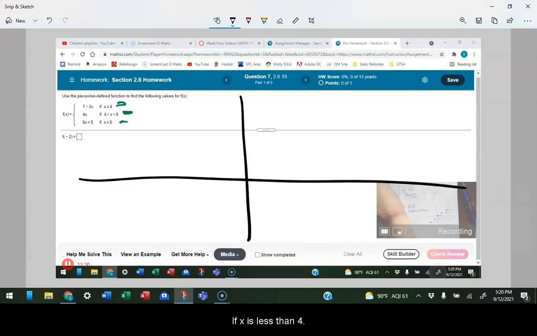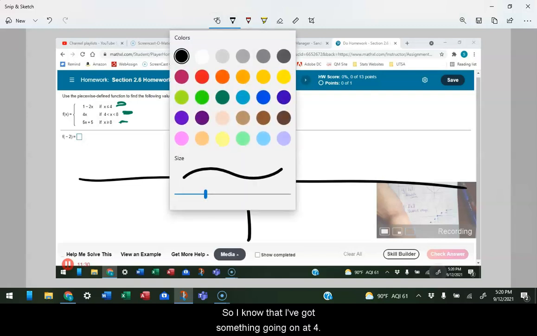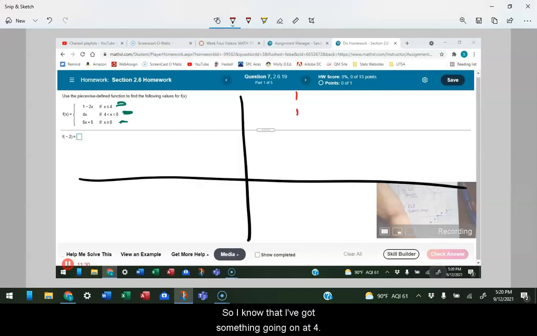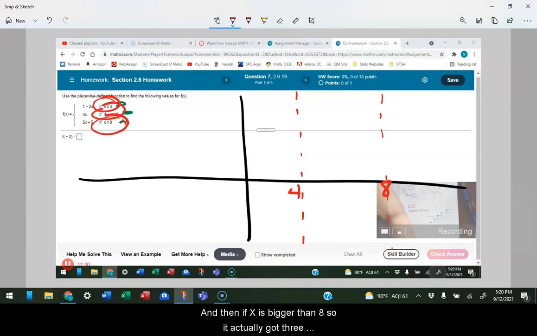If x is less than 4, so I know that I've got something going on at 4. Okay, and I got that from here. If x is between 4 and 8, so I've got something else going on at 8. And then if x is bigger than 8. So I've actually got 3 territories here. So the top territory, I'm going to say is blue, okay?